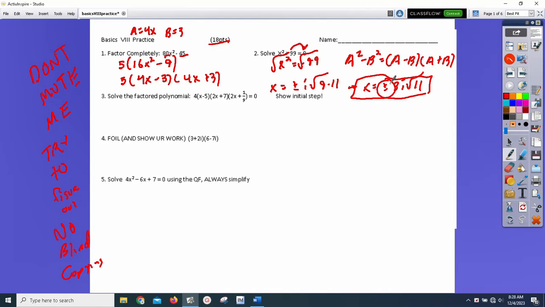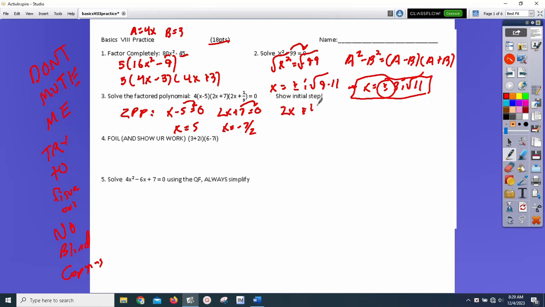The next one is so easy. It is literally the zero product property. X minus 5 equals 0. So x is 5. 2x plus 7 equals 0. We shift and divide. X is negative 7 halves.